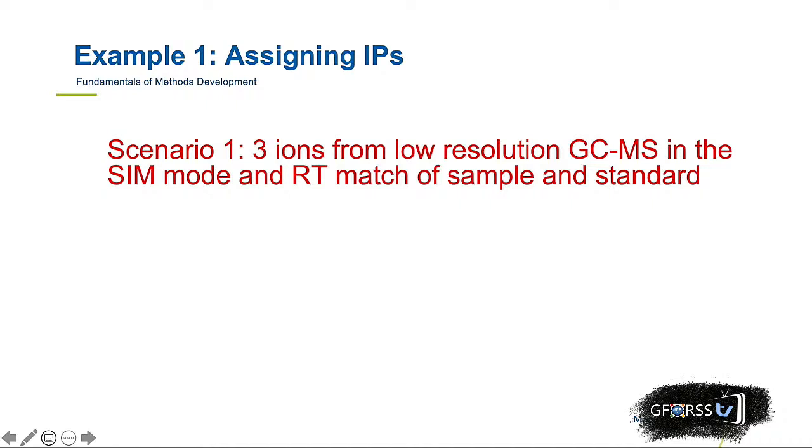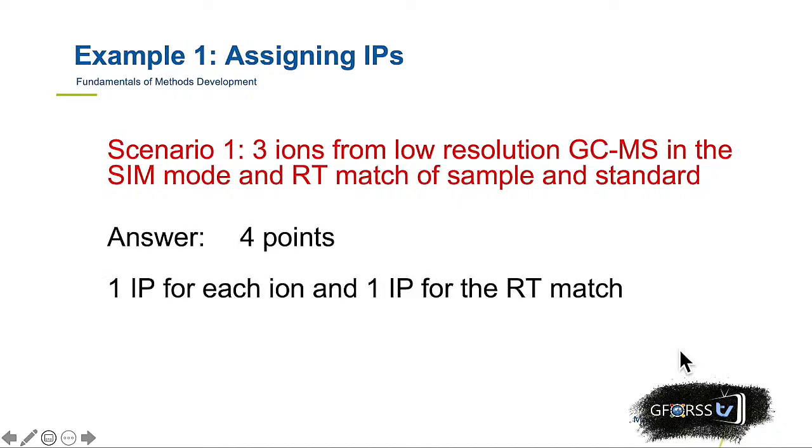Let's review a few examples of how we calculate the score, or the number of identification points for methods, to decide if we have enough for identification. In this first example, a result is submitted to us which contains 3 ions from low-resolution GCMS in the SIM mode and a retention time match of the standard and sample. Is it an identification? Yes, it scores 4 points.